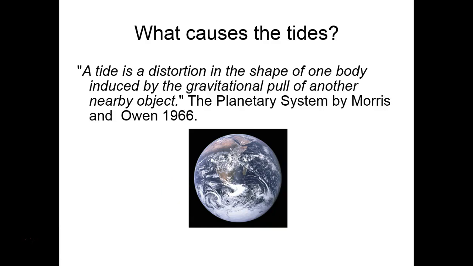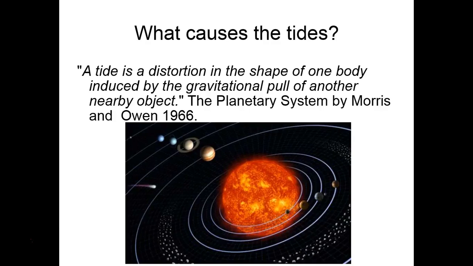Okay, so now what causes the tide? The tide is a distortion in the shape of one body induced by the gravitational pull of another nearby object. Okay, so in order to understand this, since we're talking about different objects in the universe, we have to zoom out from our planet Earth and look at the solar system. Here we have this big bright sun, and then we have 1, 2, 3. Here we are, the third rock from the sun, Earth.